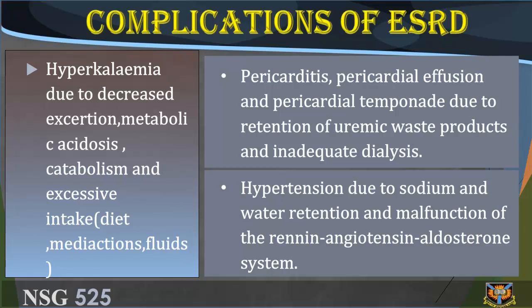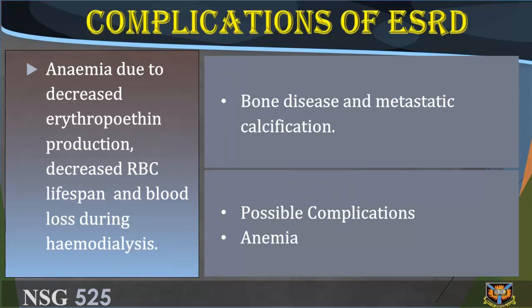Hyperkalemia due to decreased excretion, metabolic acidosis, catabolism, and excessive intake of diet, medication, and fluid. Pericarditis, pericardial effusion, and pericardial tamponade due to retention of uremic waste products and inadequate dialysis. Hypertension due to sodium and water retention and malfunction of the renin-angiotensin-aldosterone system. Anemia due to decreased erythropoietin production, decreased red blood cell lifespan, and blood loss during hemodialysis. Bone disease and metastatic calcification.